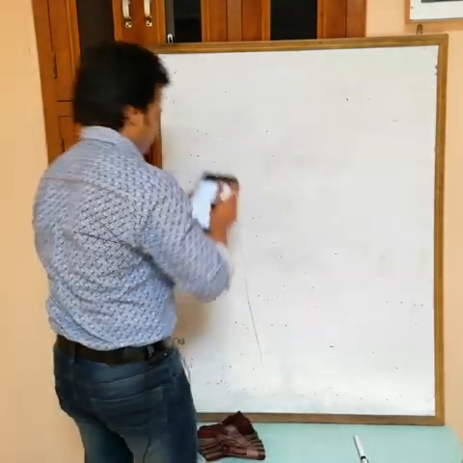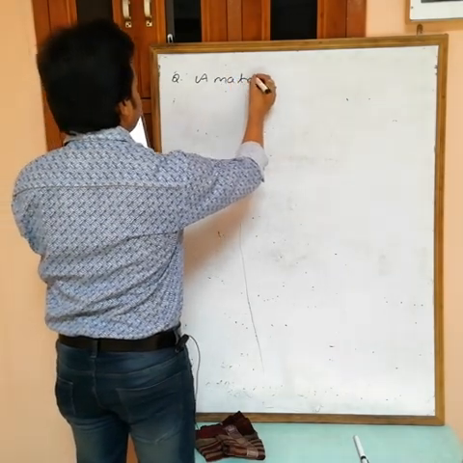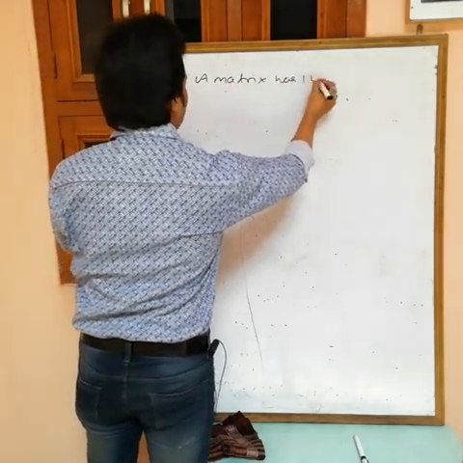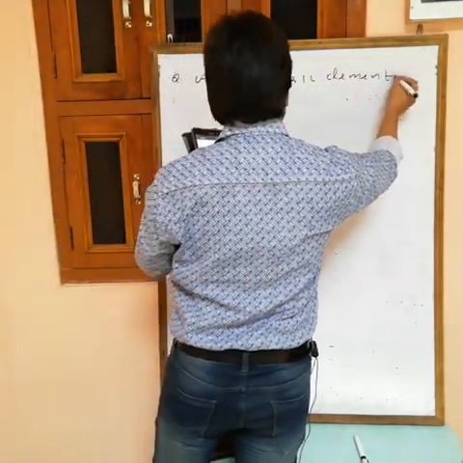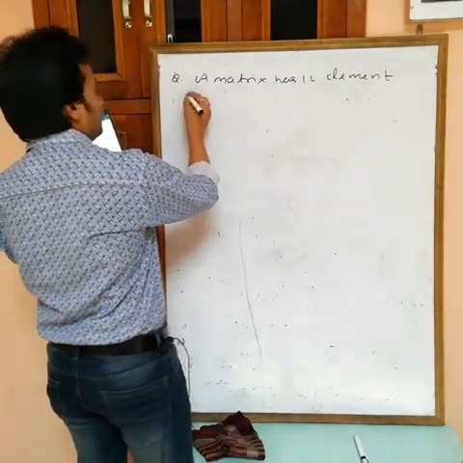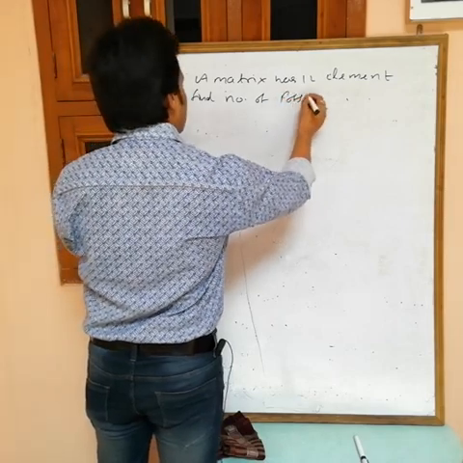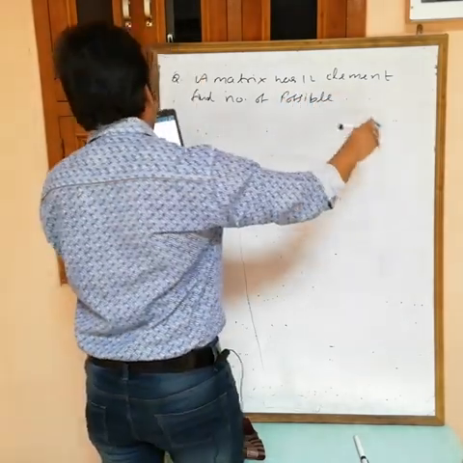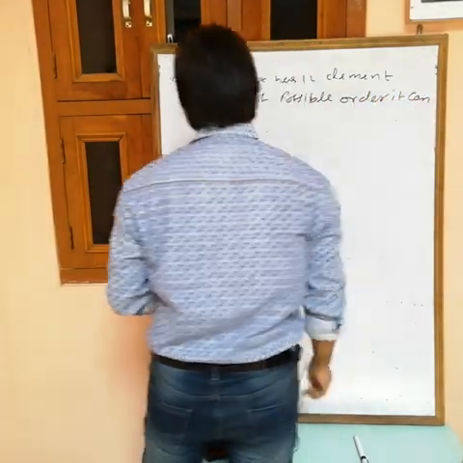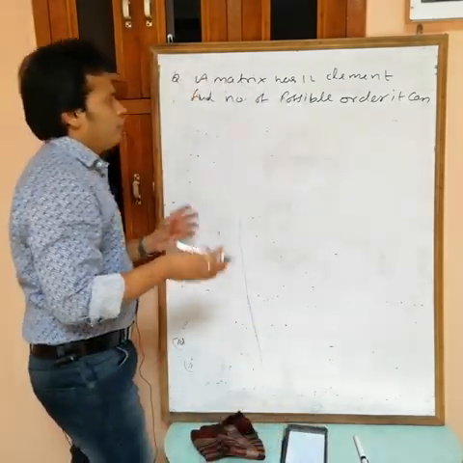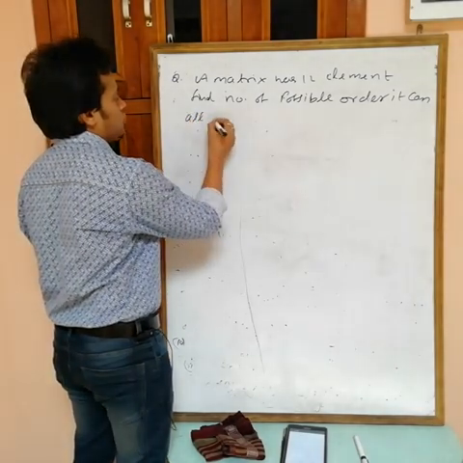Now next, a matrix has 12 elements. Find the number of possible orders it can have. Okay, so what do you want? The number of possible orders. So first, all possible orders.